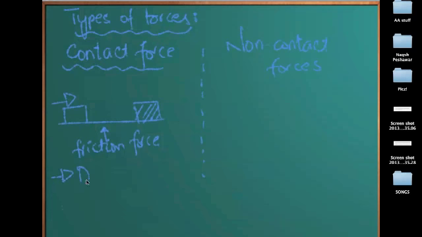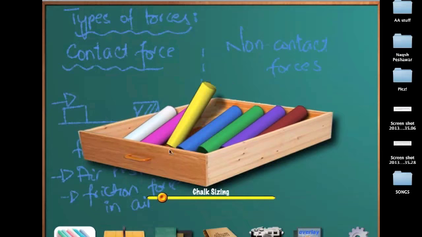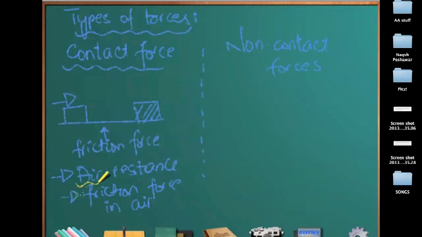The second one is air resistance. Air resistance is again very similar to the friction force. Let's say it's just friction force in air. And when I explain this to you, you might say that this is not a contact force, but it is a contact force. Now I will tell you how.